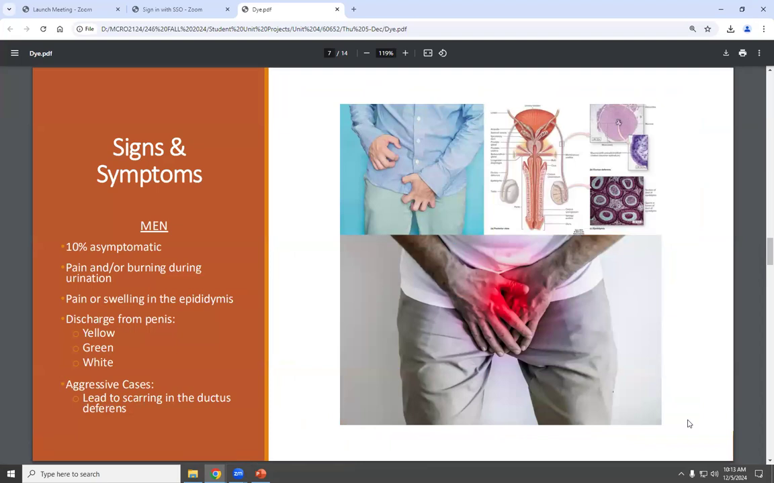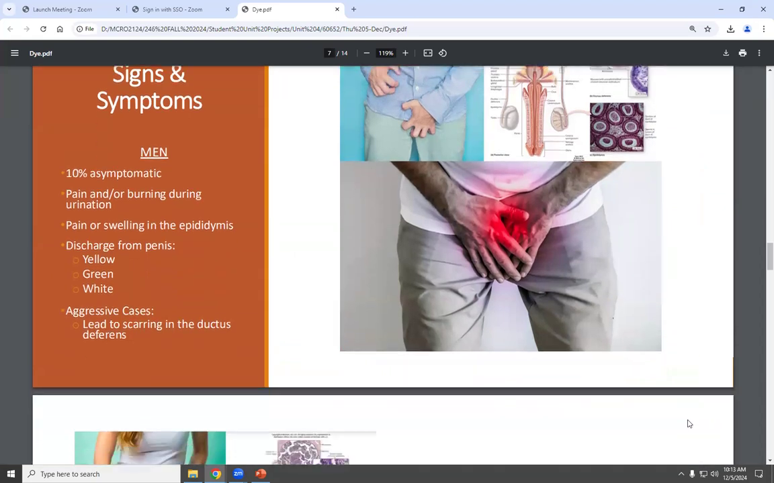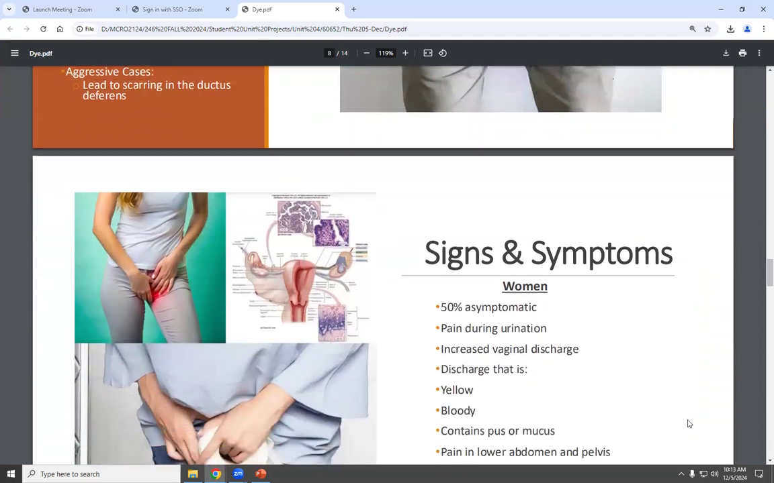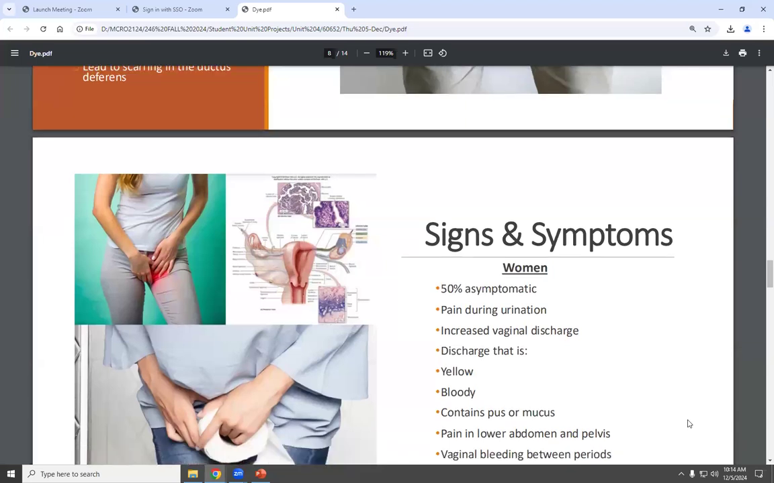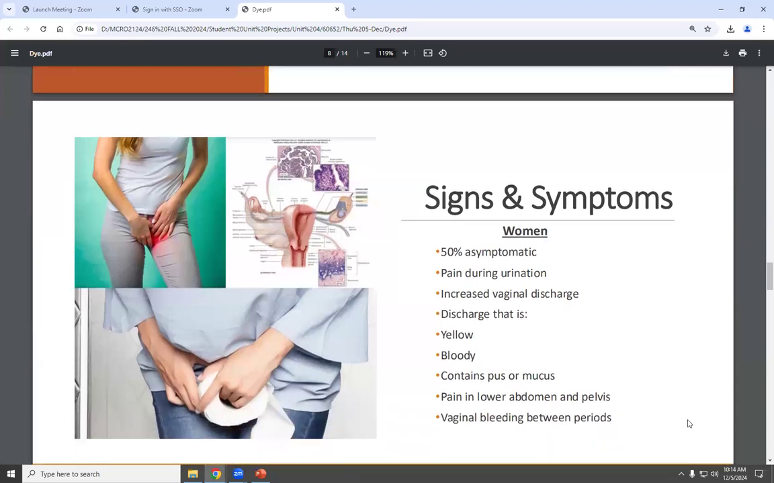Symptoms for men include burning and pain during urination, as well as swelling of the epididymis, discharge, and it can lead to scarring. Females can have pain and irritation during urination, as well as increased vaginal discharge. Their discharge is a little bit different. It contains mucus. It can also contain blood. Unfortunately, this can cause vaginal bleeding in between periods.